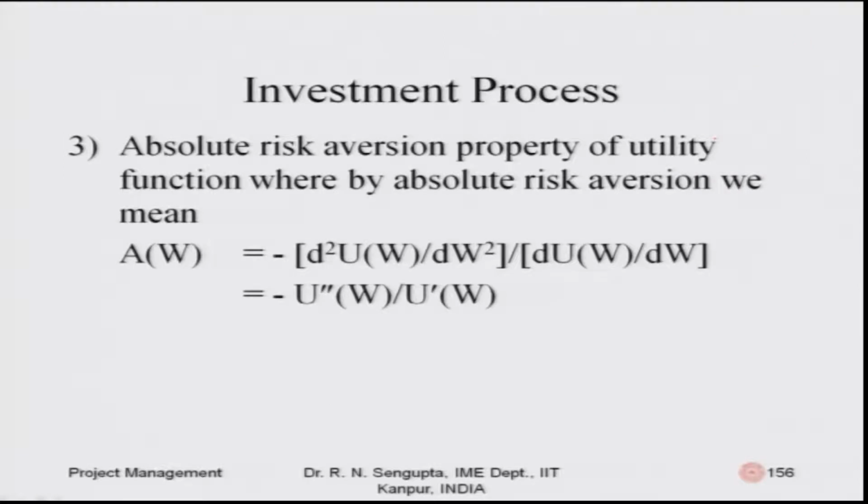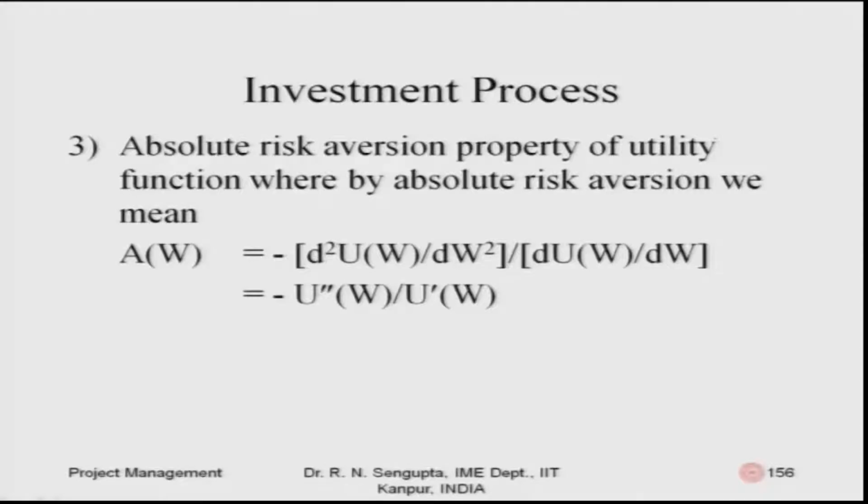Now, we will consider two important properties. They are very heavily used in any decision making process, whether in a project, investments, or trying to do an optimization problem, whatever it is. The first property is the absolute risk aversion property. Without the proof, I am giving the formula.